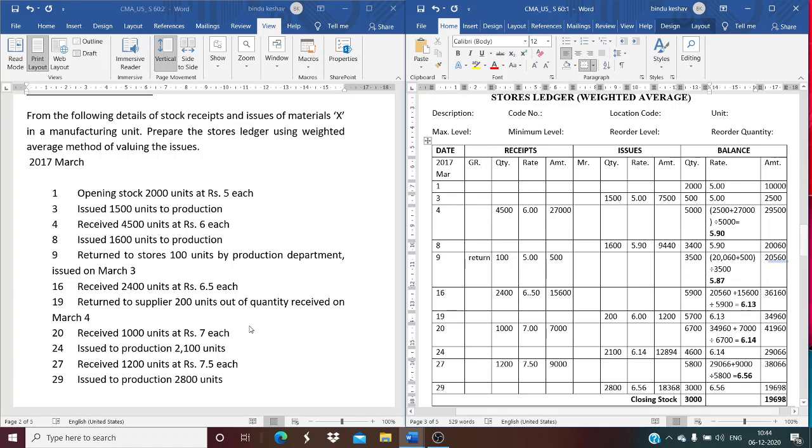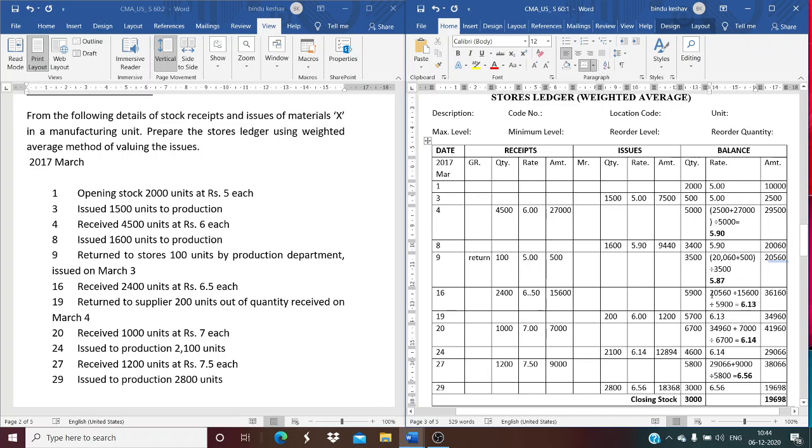The value will be 20,560. Now on 16th received 2,400 units at rupees 6.5 each. Again there is a receipt, 2,400 units at rupees 6.50. It is 15,600. Now the new quantity will be 3,500 plus 2,400, 5,900 units. The weighted average price will be the value of materials.